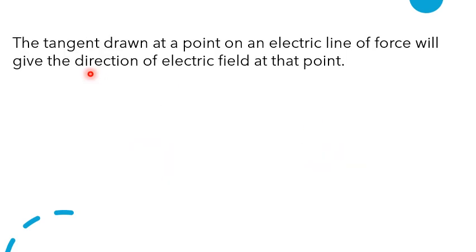The second property of an electric field line is that any tangent drawn on an electric field line will give you the direction of the electric field at that point. Suppose this is representing an electric field line. Its direction is from bottom to top. If you want to know the direction of the electric field at point M, draw a tangent at that point. The direction of this tangent will give you the direction of the electric field at point M.